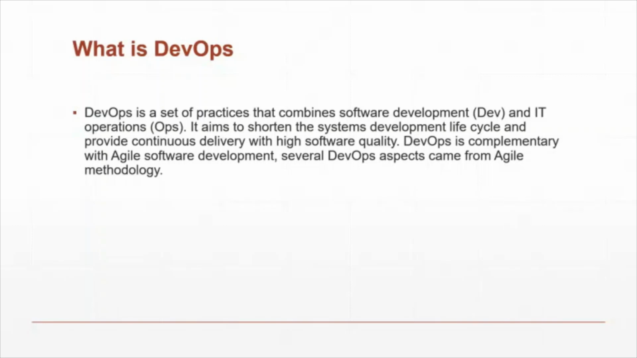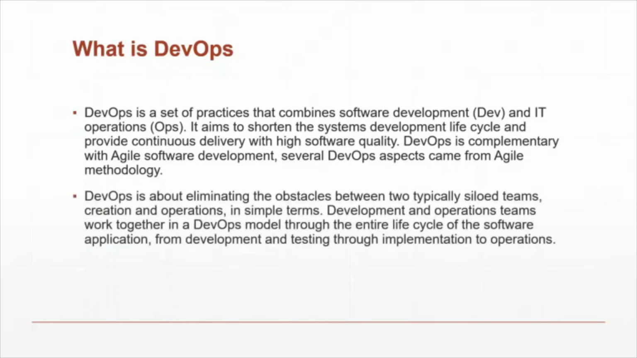So DevOps is complementary with Agile software development, and several DevOps aspects came from Agile methodology. DevOps is about eliminating the obstacle between two typically siloed teams, creation and operation. In simple terms, development and operation teams work together in the DevOps model. So that's what I mentioned earlier: in the DevOps model, through the entire life cycle of the software application, from development and testing to implementation to operation.